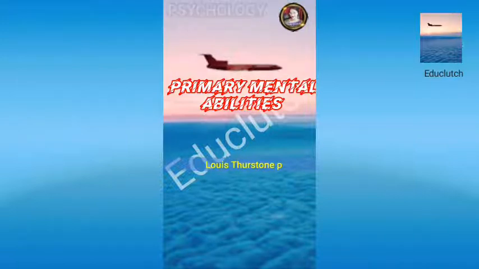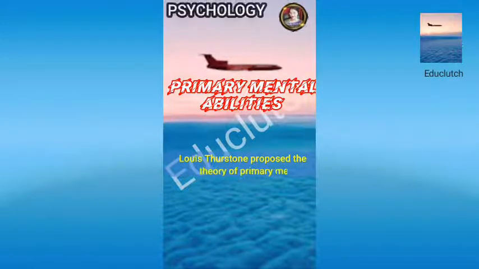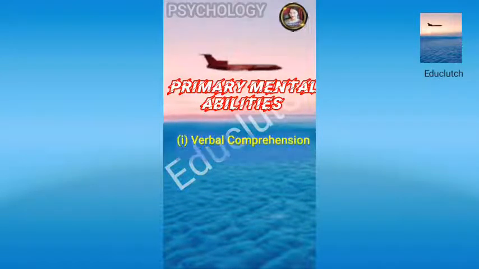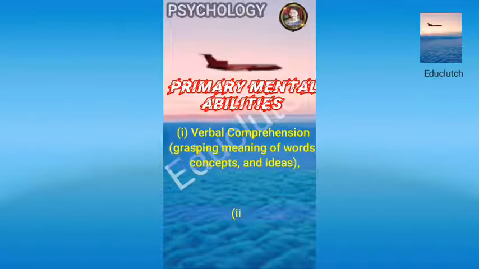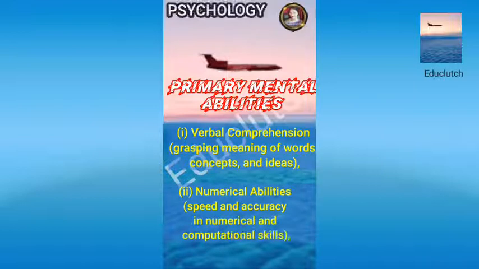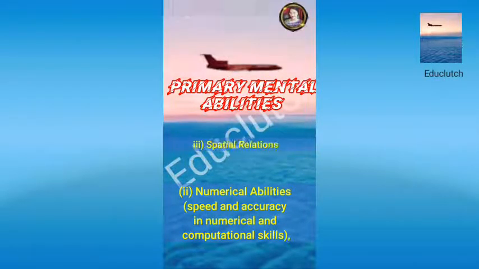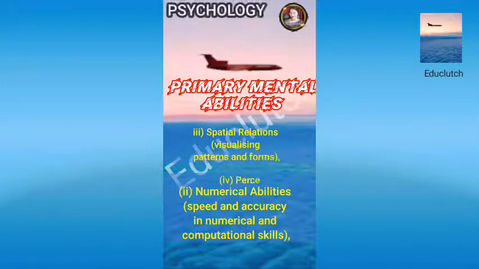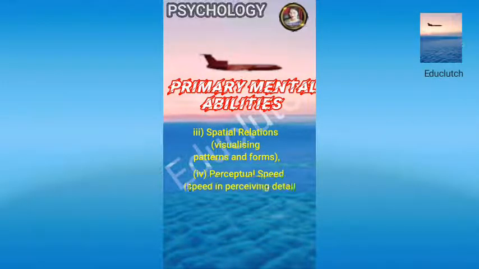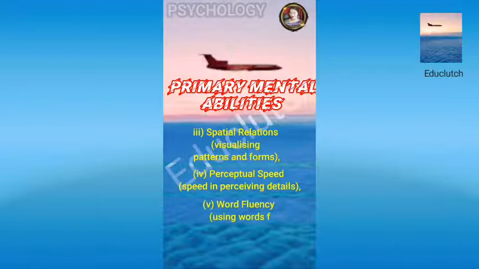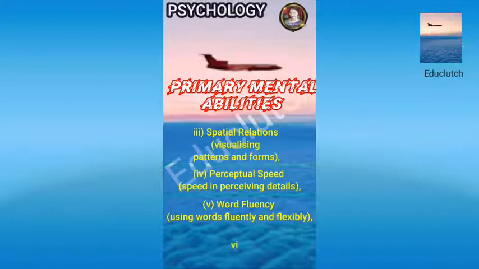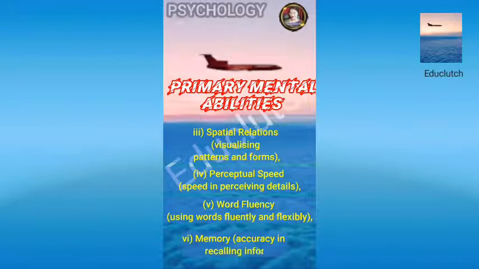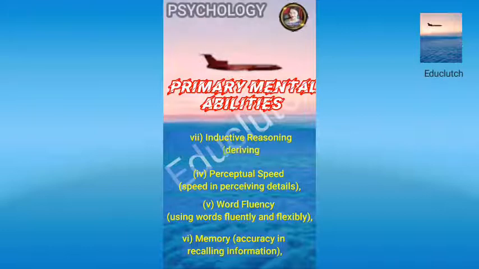Louis Thurstone proposed the theory of primary mental abilities. It states that intelligence consists of 7 primary abilities, each of which is relatively independent of the others. First is verbal comprehension. Second is numerical abilities. Third is spatial relations. Fourth is perceptual speed. Fifth is word fluency. Sixth is memory. And seventh is inductive reasoning.